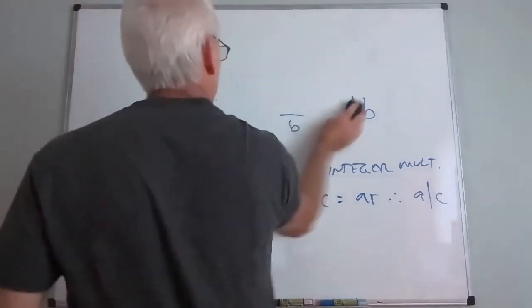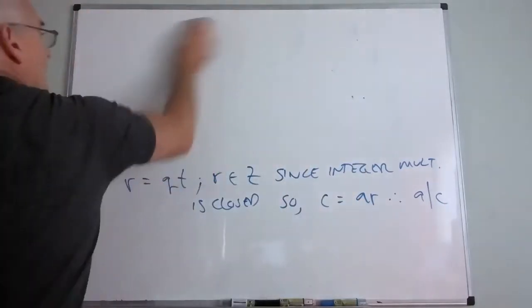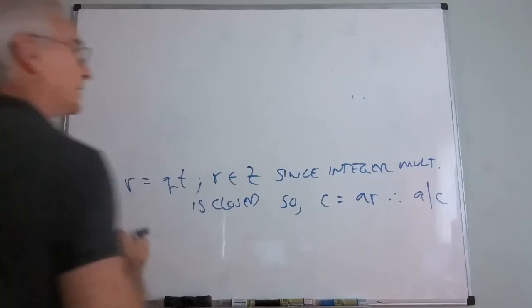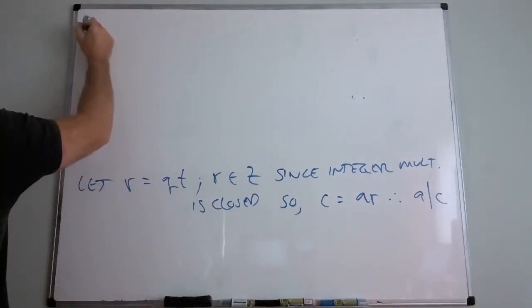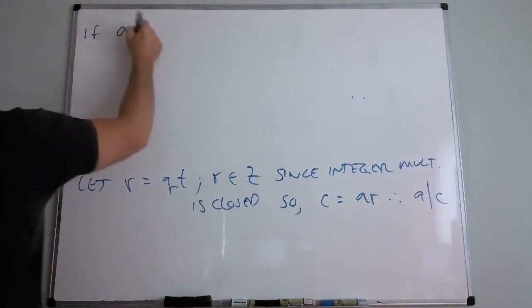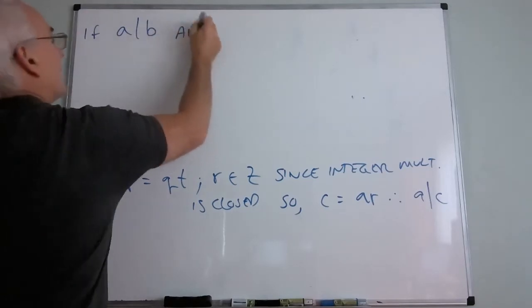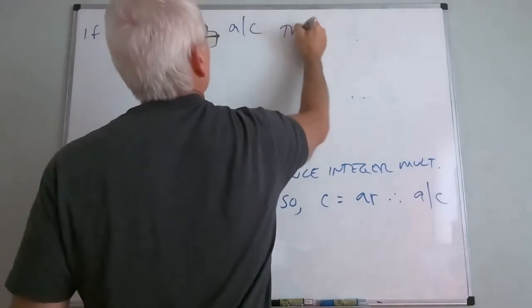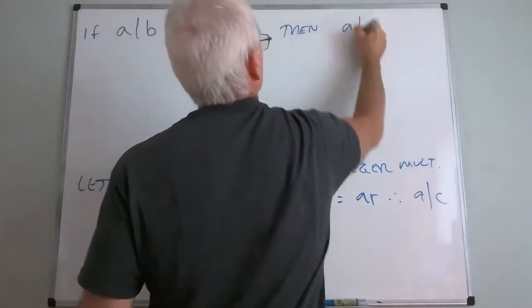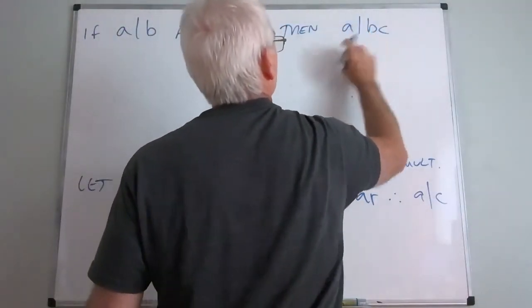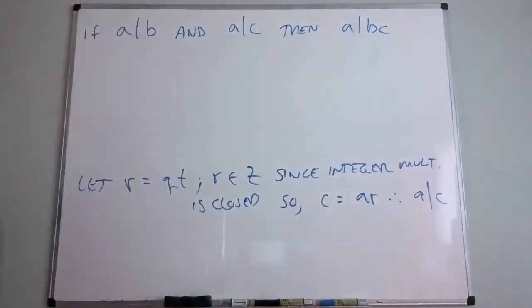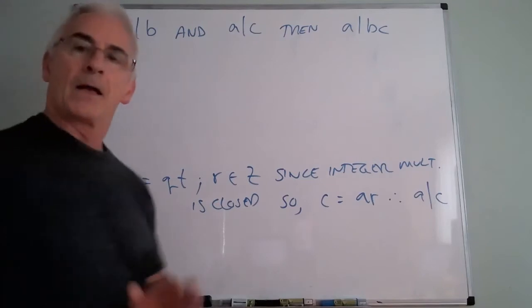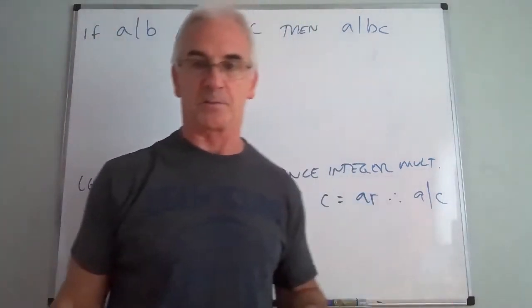So let's try something relatively simple so we can start looking for counterexamples of things that are a little more complicated. Okay. If A divides B and A divides C, then A divides BC. I would like to prove this statement is true. And this is a good idea on every divisibility problem.